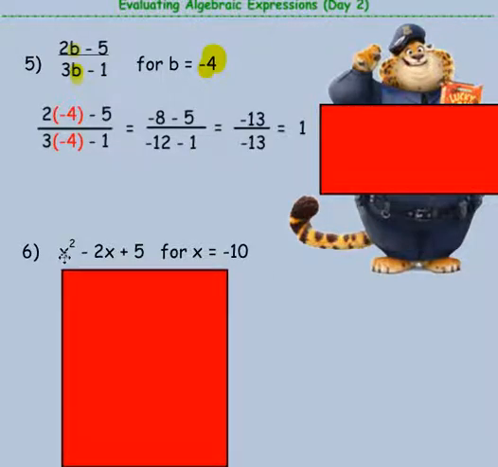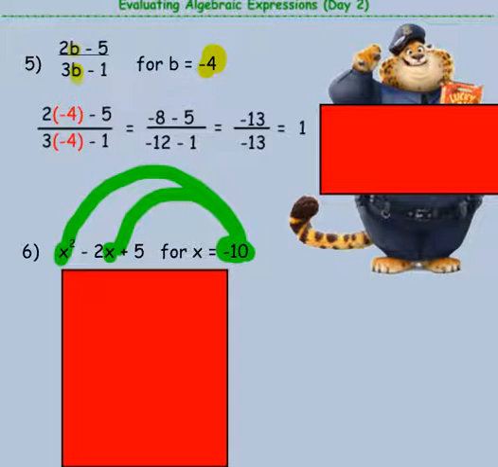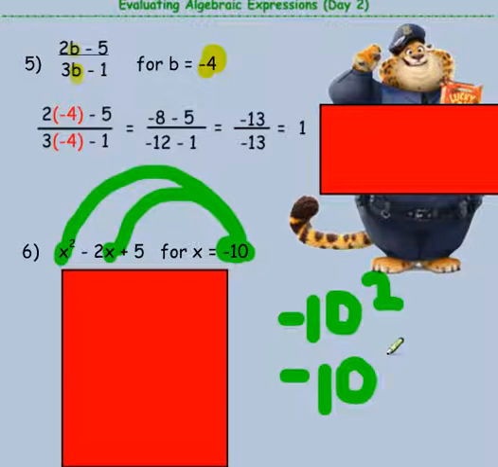Take a look at number 6. x squared minus 2x plus 5, where x equals negative 10. So let's plug in for that x. We have two of them, and it's negative 10. We're going to plug in here, and we're going to plug in here. Again, parentheses are very important here because we know that negative 10 squared is completely different than negative 10 in parentheses squared. So that's why parentheses are very important here.